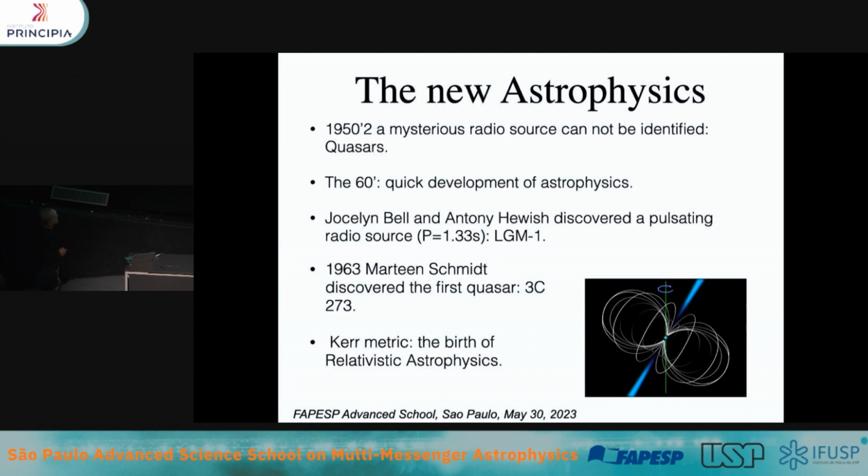In 1963, Martin Schmidt at Caltech discovered the first quasar, 3C273, which, by the way, is probably the only one, as far as I know, whose optical part you can see almost naked eye with an amateur telescope. And also in 1963, the Kerr metric, and so this is essentially marking the birth of relativistic astrophysics.